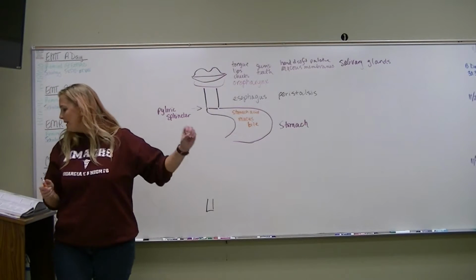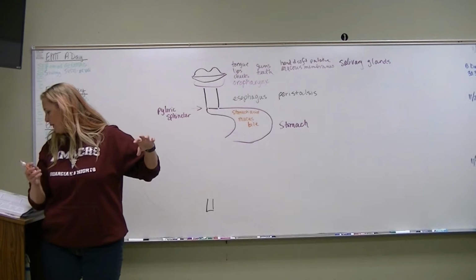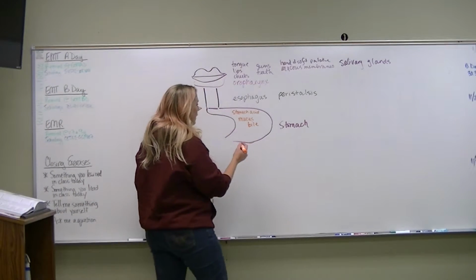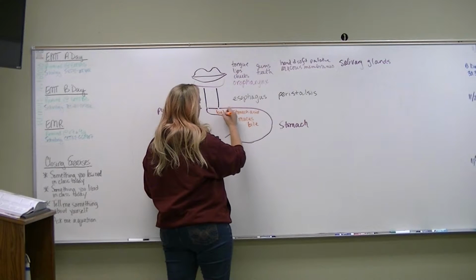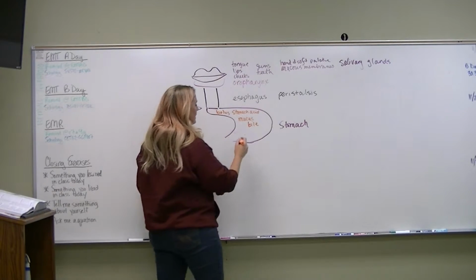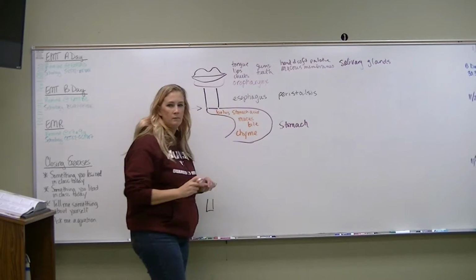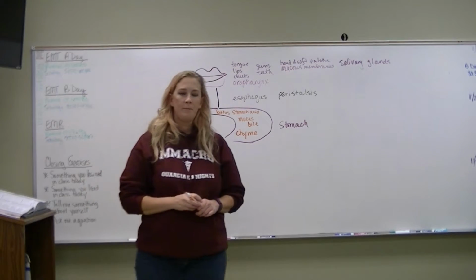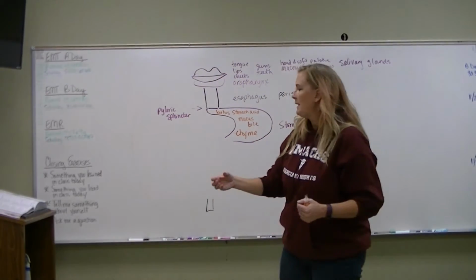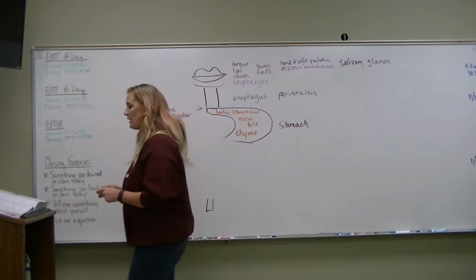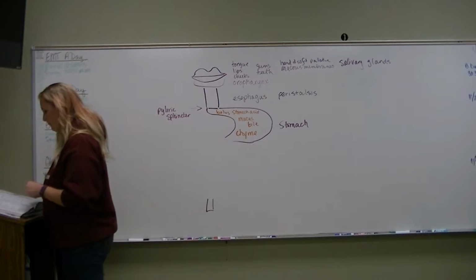Okay, so when this stuff all gets mixed up together, we have a product. Our food bolus is in here. We have a product that is now called chyme. Once our food is ready to leave our stomach, it's called chyme. And when it leaves our stomach, where does it go?